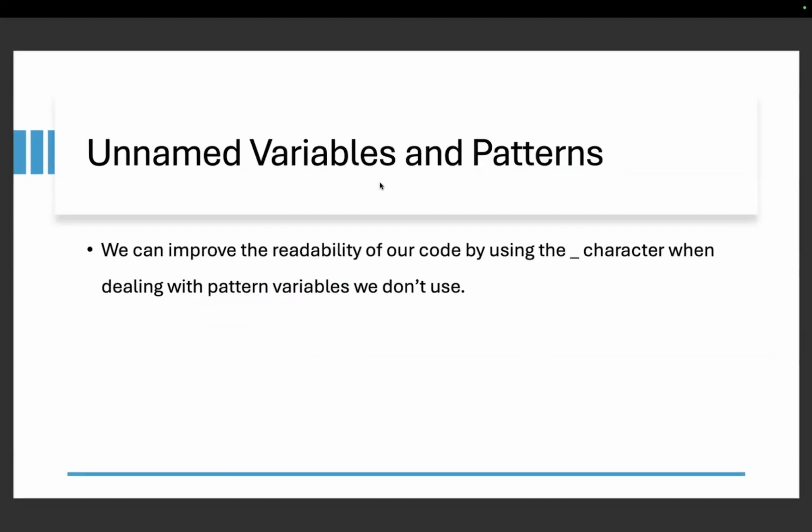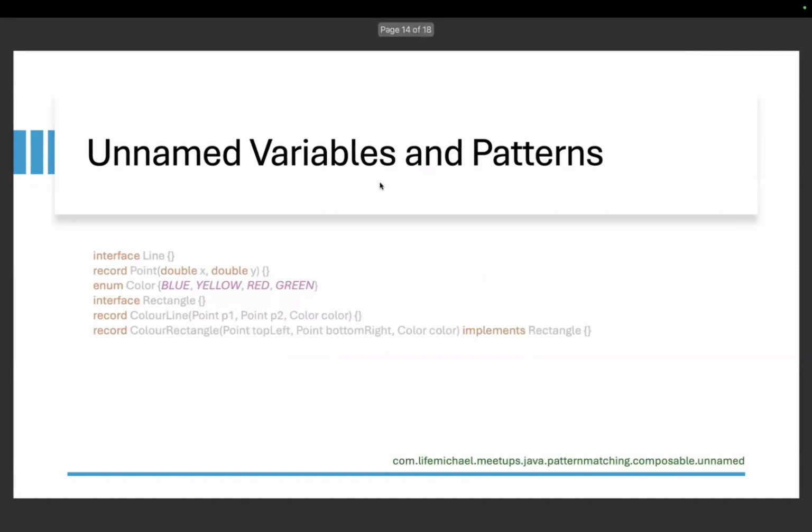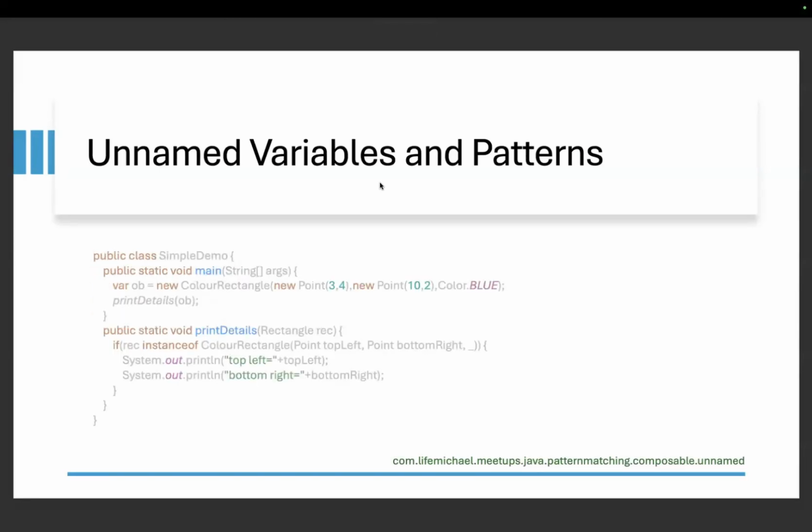Unnamed variables and patterns, meaning using the underscore character in our code. So in some cases, we might want to turn the code into a simpler version that will be simpler to understand and maintain. And we can easily achieve that when dealing with pattern matching that includes deconstruction, and we don't need all variables. Take a look at this code sample.